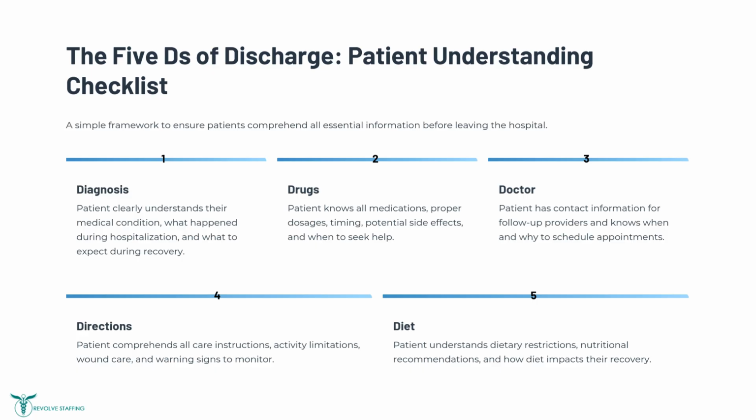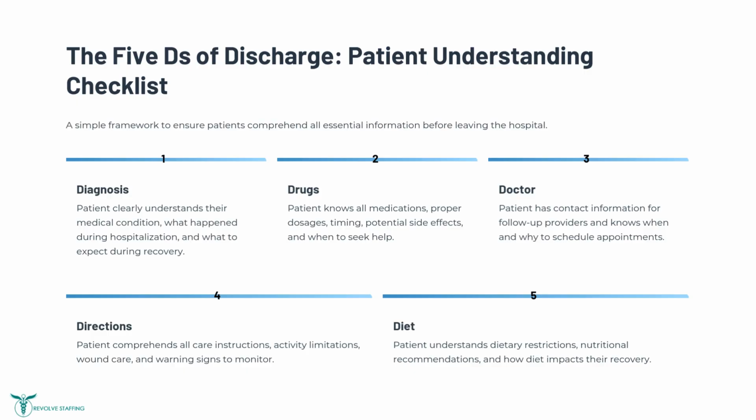A simple framework to ensure patients comprehend all essential information before leaving the hospital can be referred to as the 5 Ds of discharge. These stand for diagnosis, drugs, doctor, directions, and diet. Number 1, diagnosis. Ensure the patient clearly understands their medical condition, what happened during hospitalization, and what to expect during recovery. 2, drugs. Patient should know all medications, proper dosages, timing, potential side effects, and when to seek help.